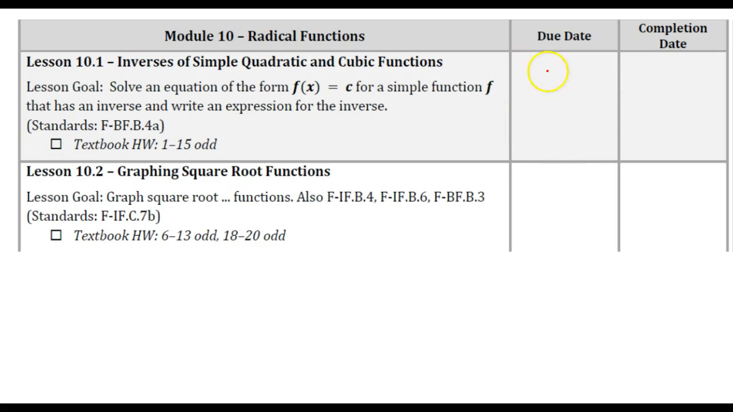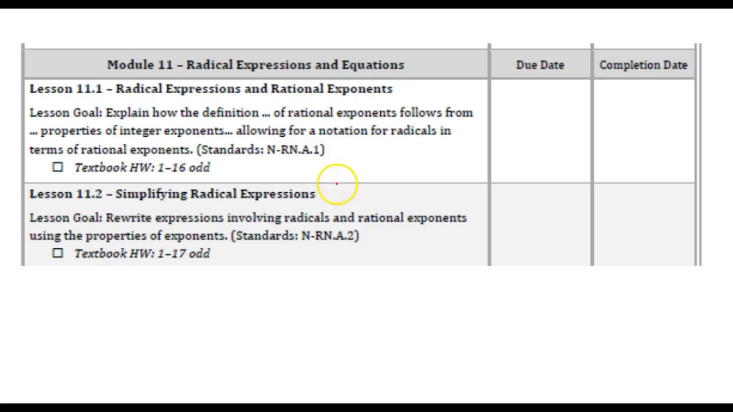You'll see on your first page there's a due date and a completion date. Start placing your own goals of what you'd like to finish by when. Setting a goal for yourself is very important, so that way you can see how long it actually takes you to get through each section. So 10.1 is inverse of simple quadratic and cubic functions, and 10.2 will be graphing square root functions.